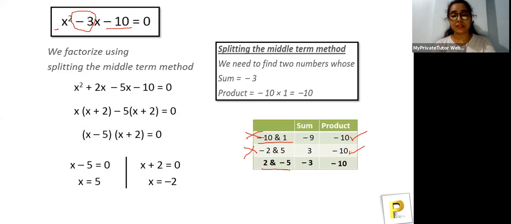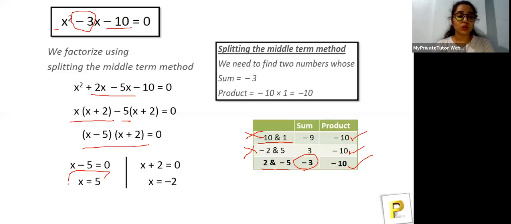Okay, the next is 2 and minus 5. If you take 2 and minus 5, you get the sum as minus 3 and the product as minus 10, and that is what you want. Correct. So in place of 3x, we'll put 2x and minus 5x. Now taking the common term: common from x squared and 2x is what? x. So we'll be taking x plus 2. Common from minus 5x and minus 10 is what? 5. So we're taking minus 5 outside, and you get the two brackets over here.